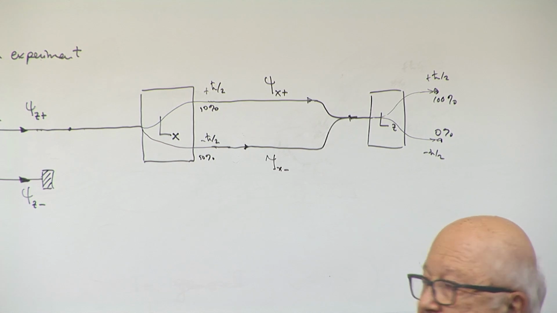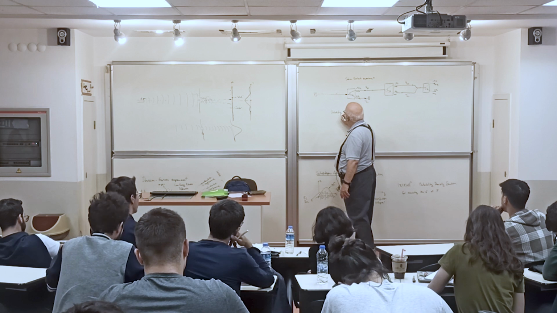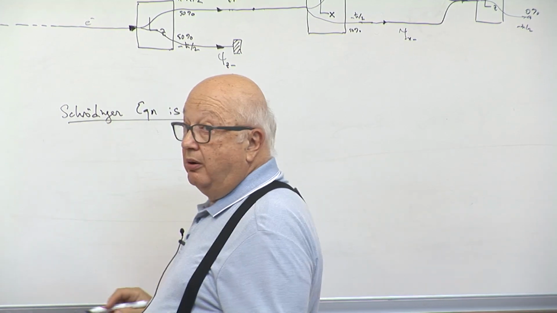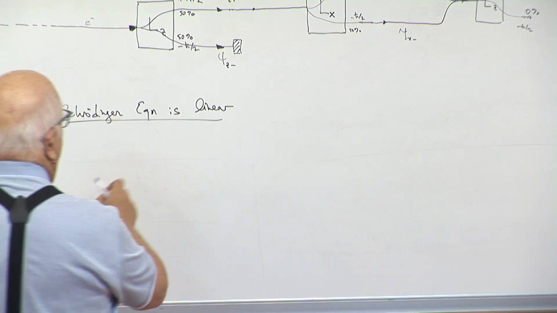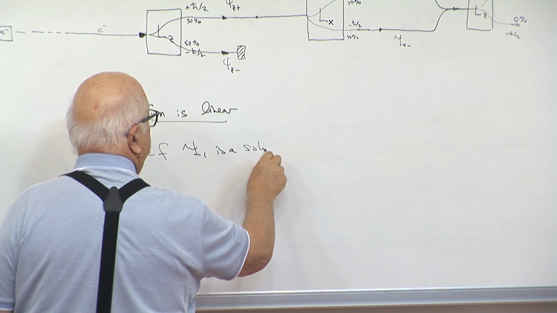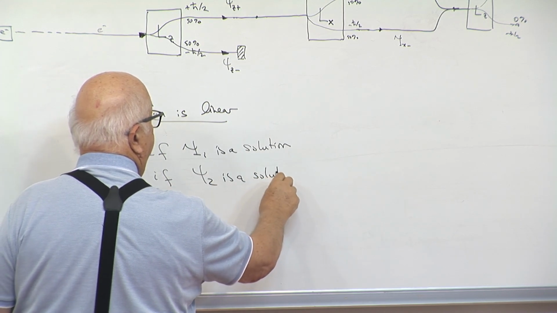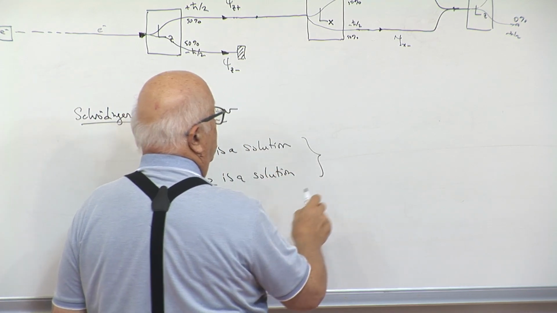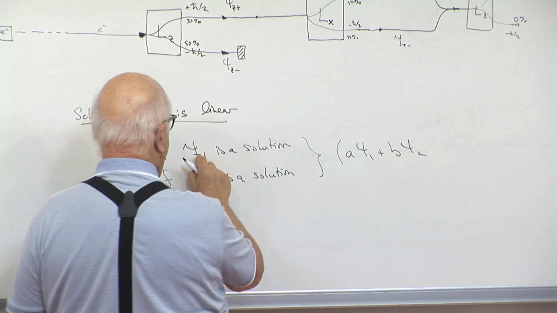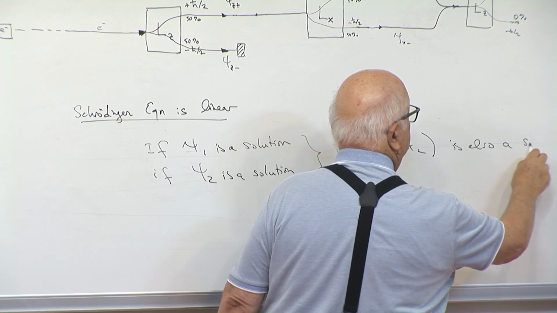Now, if we go into a little bit of detail of what is going on here, the Schrödinger equation is a linear differential equation. What does that mean? If psi1 is a solution, and if also psi2 is a solution, then a linear combination a psi1 plus b psi2 is also a solution. By the way, I use capital psi and small psi interchangeably.